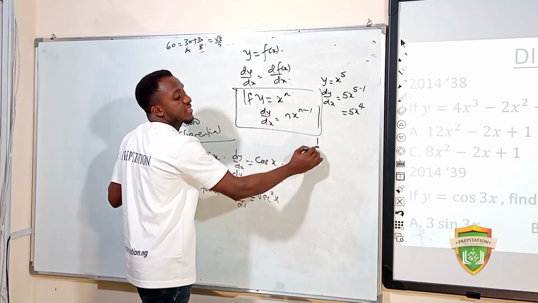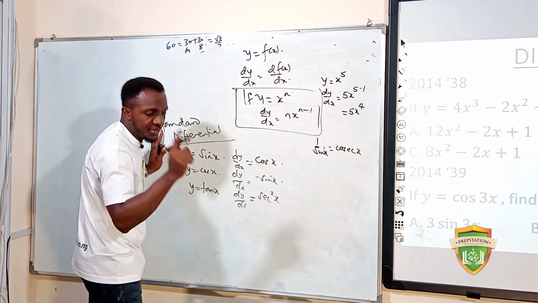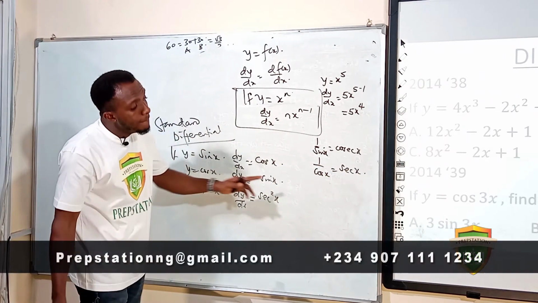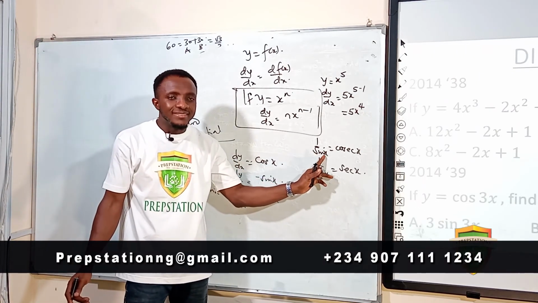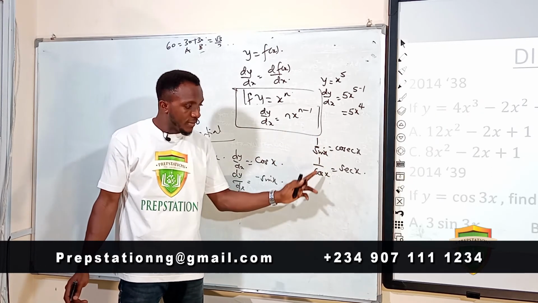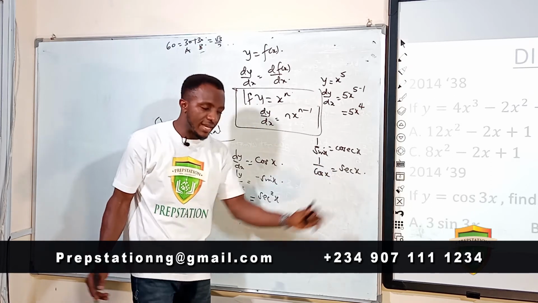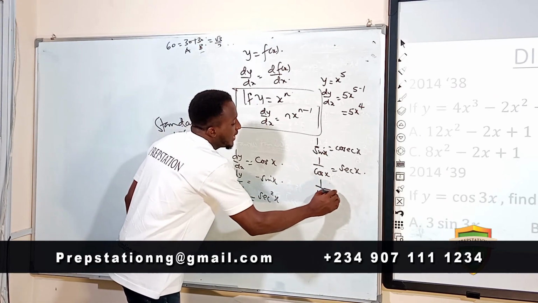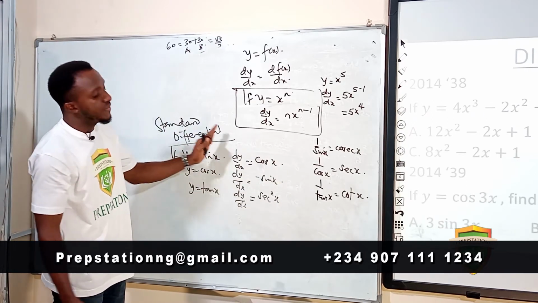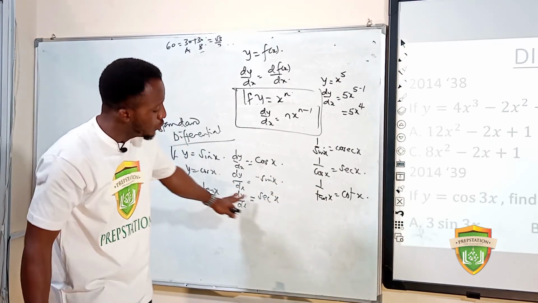Now, take note. 1 over sine x is cosec x. 1 over cos x is sec x. A lot of students make a mistake here. They think 1 over sine should be sec. No, it is not sec, it is cosec. They think 1 over cos should be cosec. No, it is sec. Then 1 over tan x is cotan x, or cotangent x. These are standard differentials, the differentiation of trig functions. It's just elementary. JAMB does not require you to do more than this.